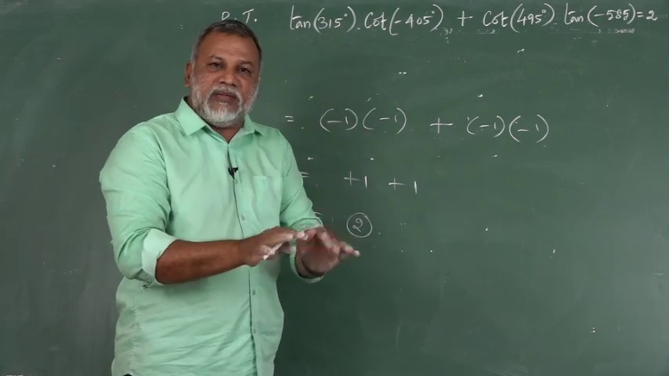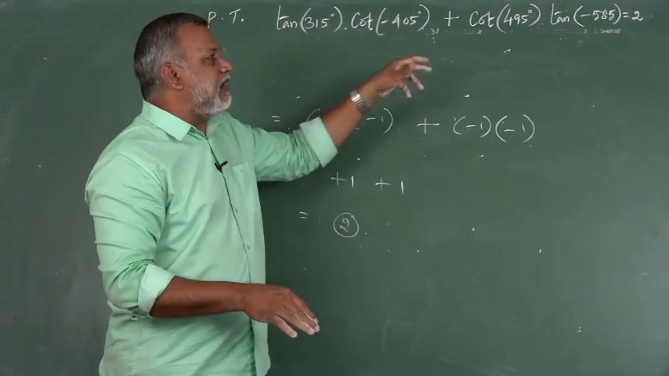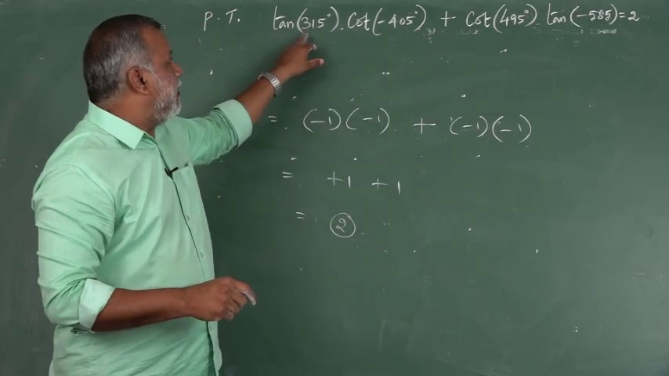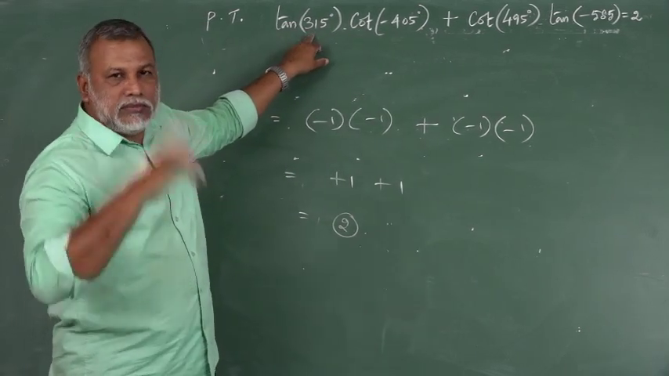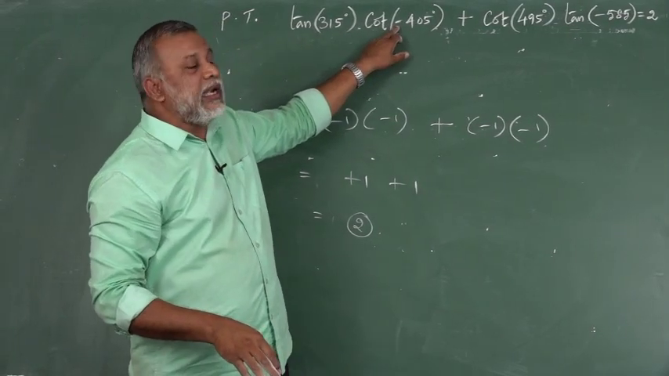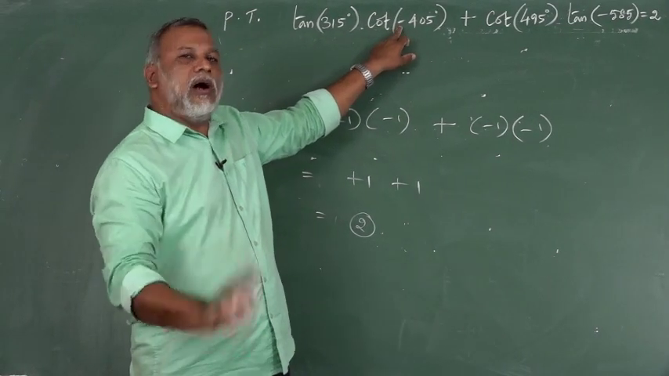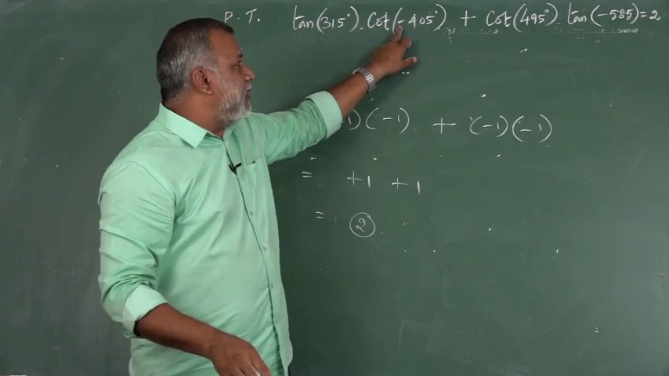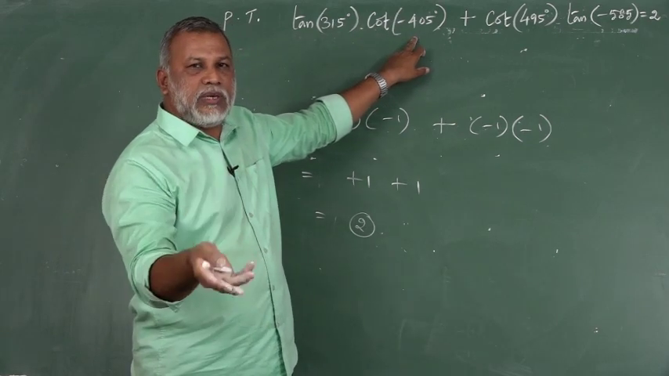Where it lies means in which quadrant the given data is. So 315, think about which quadrant it lies in. 405, see here carefully, negative. So use the odd function, even function idea. Then after that, which quadrant does it lie in? Try yourself.